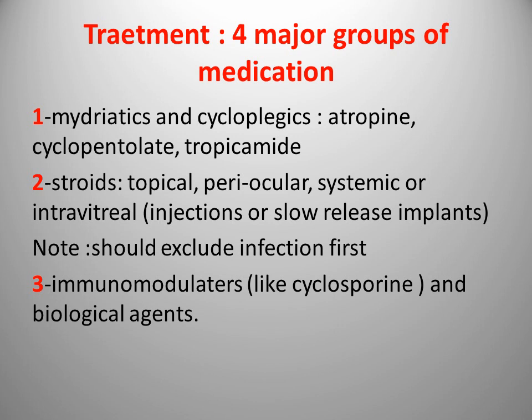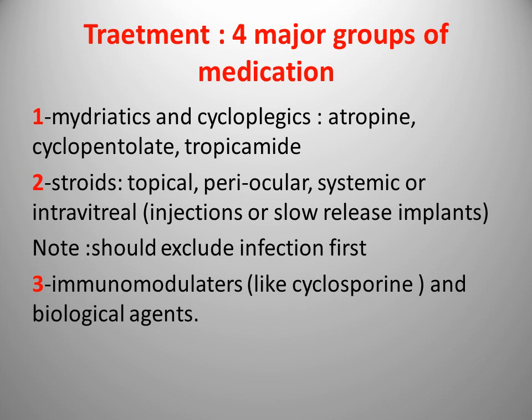We have four major groups of medications used in the treatment of uveitis. The patient comes with acute pain. Those who have acute anterior uveitis have photophobia, severe pain, lacrimation, a painful red eye, and need immediate relief of symptoms. So we have to give topical mydriatics and cycloplegics and topical steroids. For mydriatics and cycloplegics, we have three types. We have the long-acting atropine, which takes about 2 weeks for action.